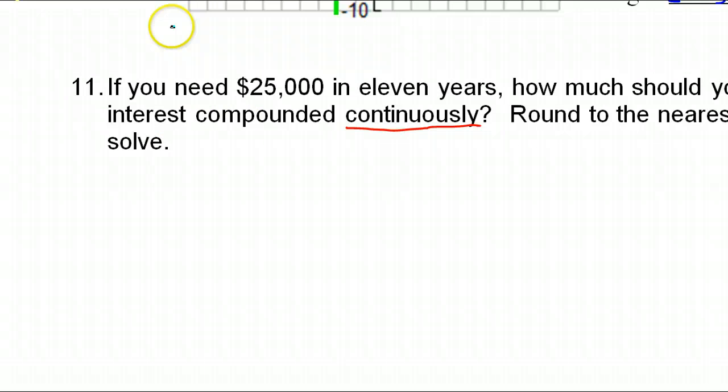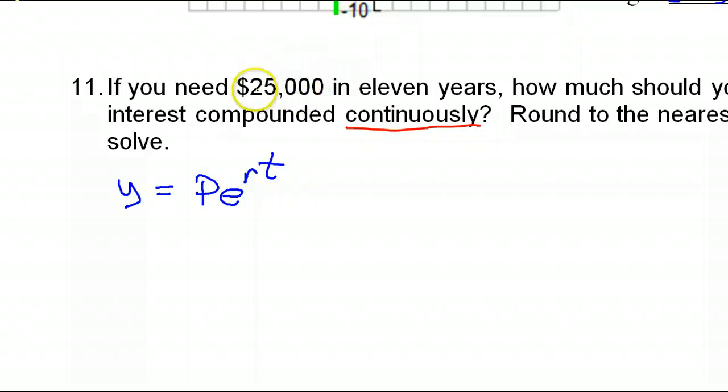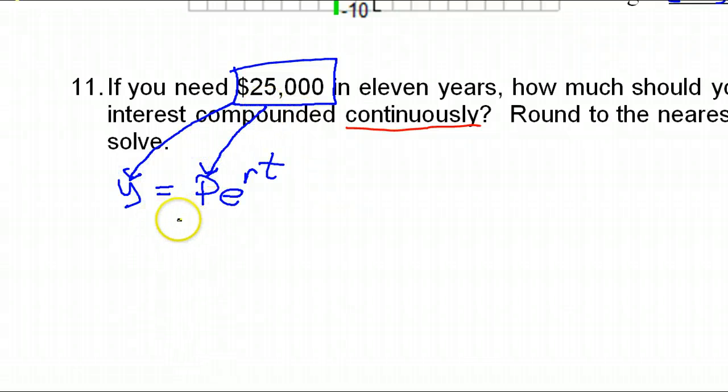So we will start off with the formula. Alright, y equals P times e to the rt power. Now be careful. This 25,000, is it going to go here for the y, or is it going to go here for the P? Alright, you never know. You got to read the problem. But I will tell you this, it will go in for P if the 25,000 is the initial amount.